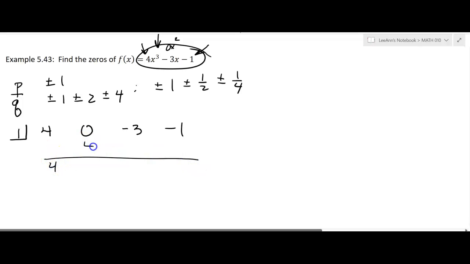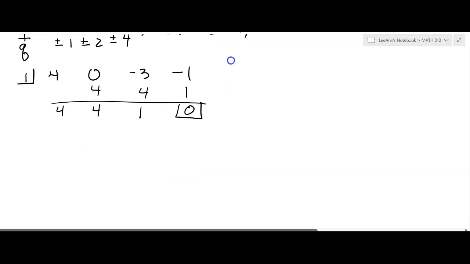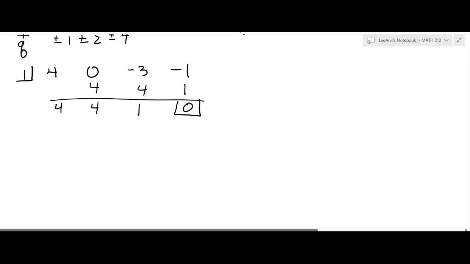All right, so bring down the 4. 4 times 1 is 4. 0 and 4 is 4. 4 times 1 is 4. Negative 3 and 4 is 1. And 1 times 1 is 1. Ooh, we got lucky there again. And so we get a 0. Yay.